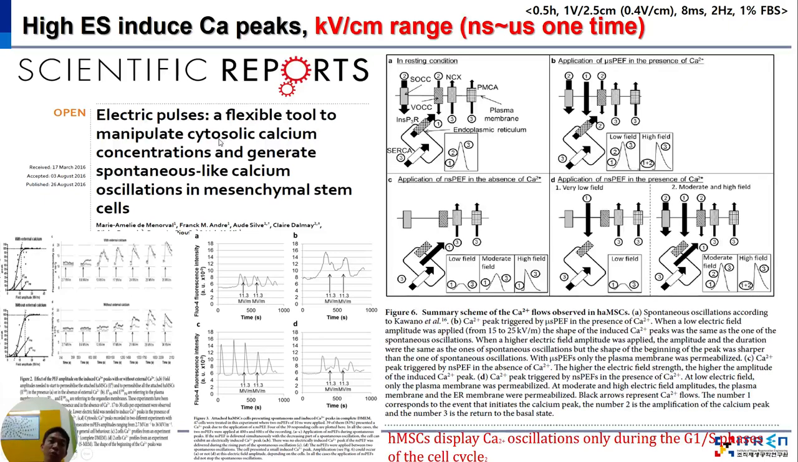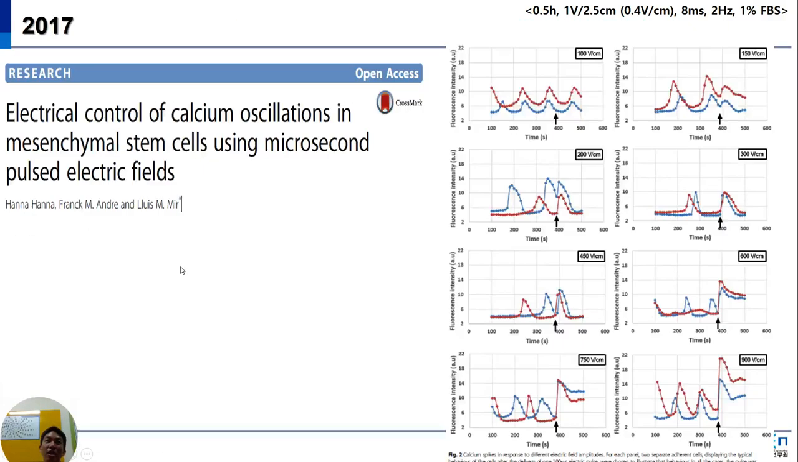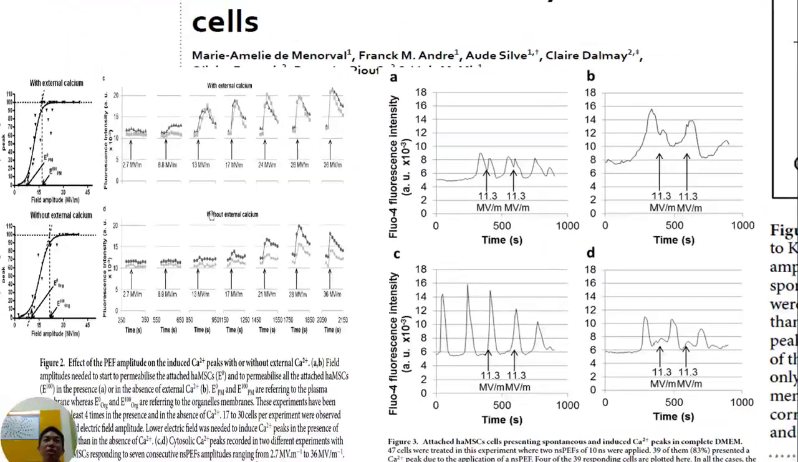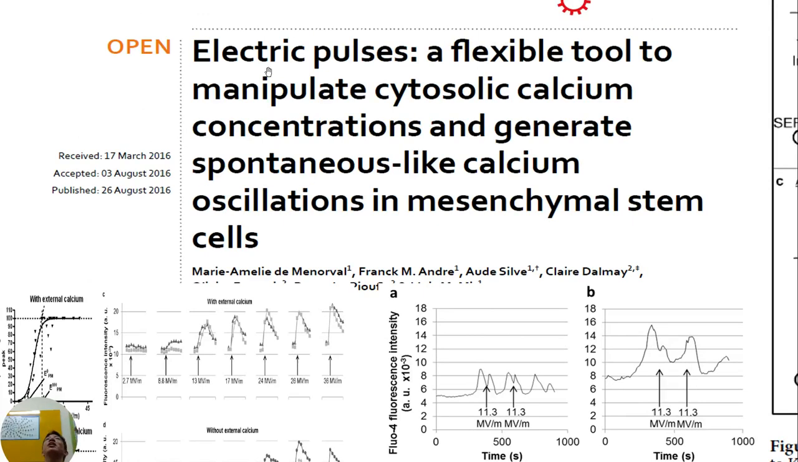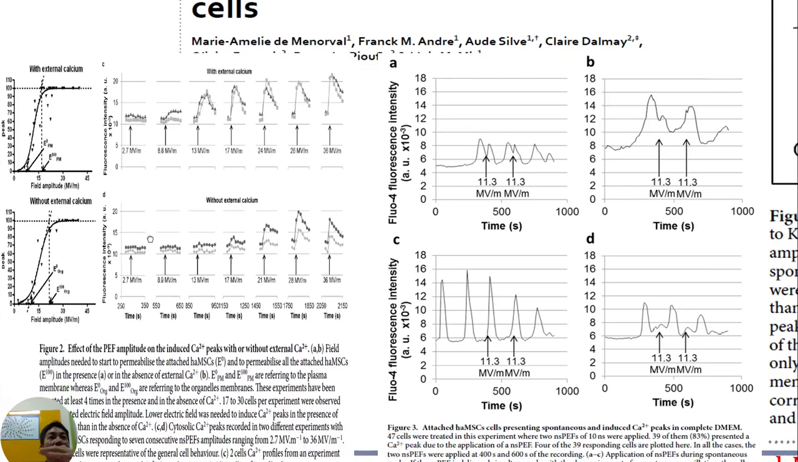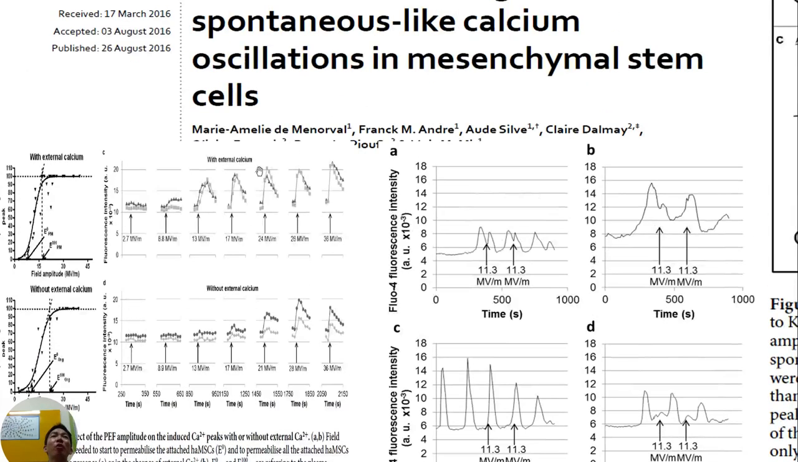So some people are working on this project. Simply, here, basically they use electrical pulses, and then they check the stem cell oscillation. Here, they use the presence or absence of calcium. So the upper one is with calcium, the lower one is without calcium.